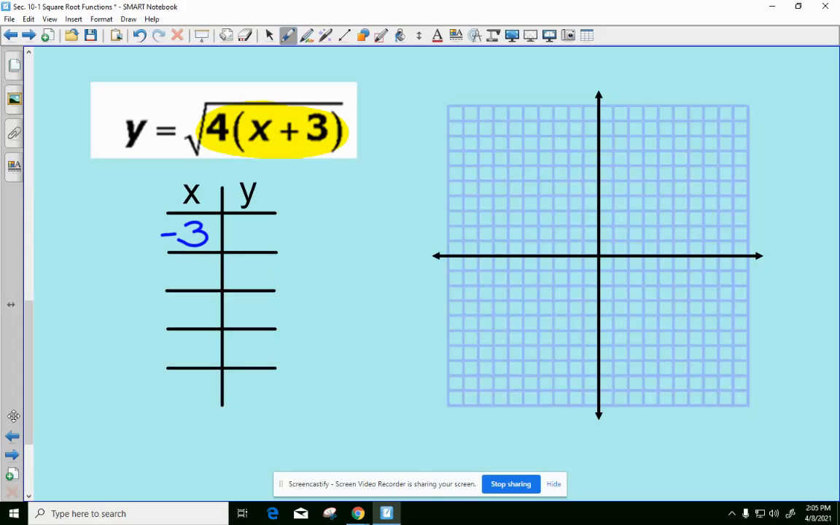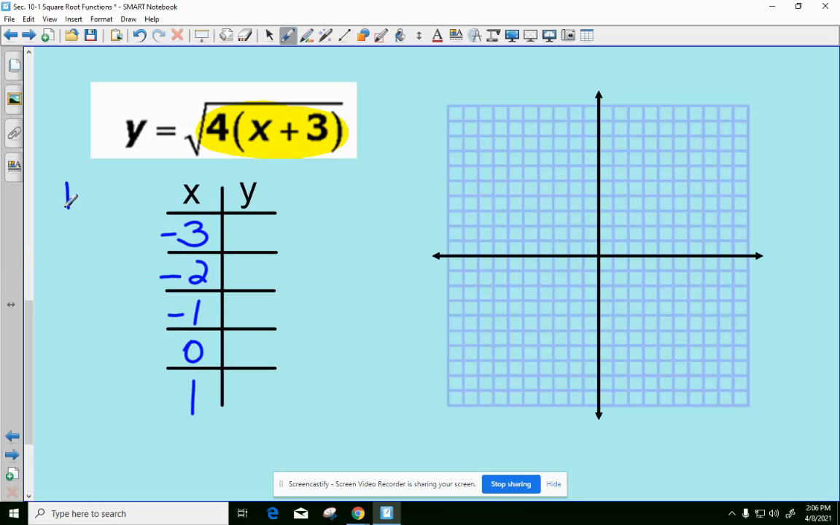Now, for my next domain value, should I go to -2 or should I go to -4? Which way should I go? Why not -4? Okay, so if I went to -4, what's -4 plus 3? -1, and -1 times 4 is -4. Can you square root a negative? So nope. So I'm going this way: -2, -1, 0, 1.